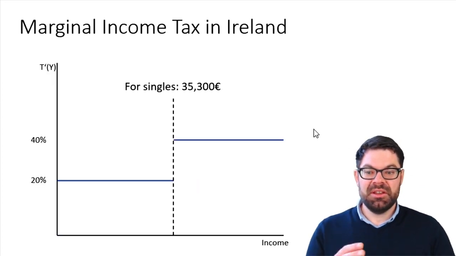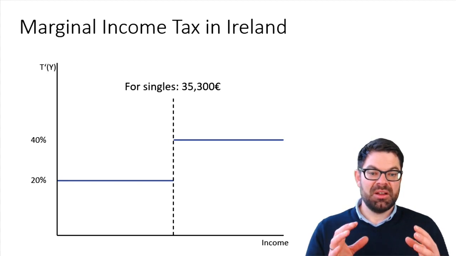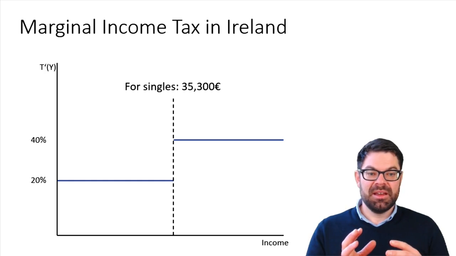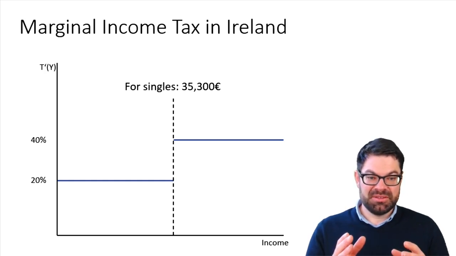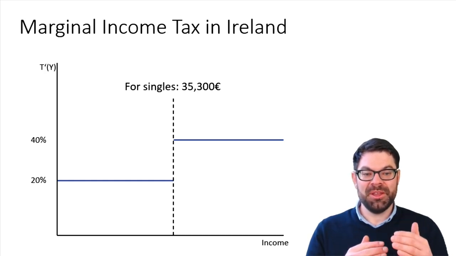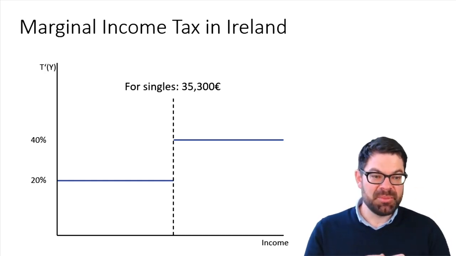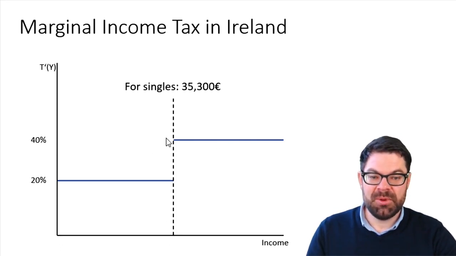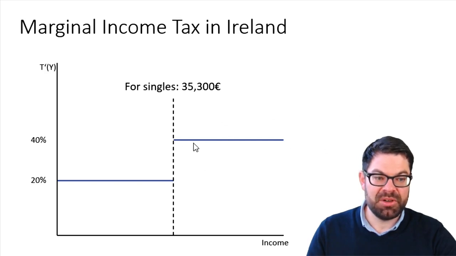So here is another way of looking at it. Here, on the vertical axis, it's not the tax bill but the marginal tax. So this is basically how much from every additional euro of income you pay to the taxman. And again, this is the two-tier system in Ireland, or the two-bracket system, whereby up until the threshold, you pay 20%, and then for any euro above that in annual earnings, you pay 40%.